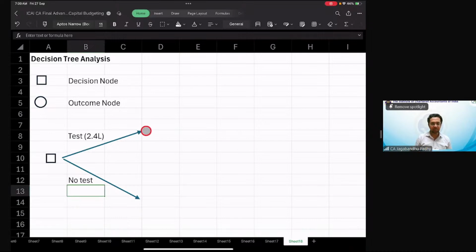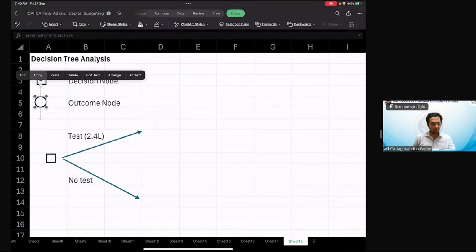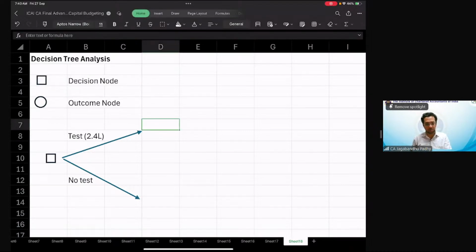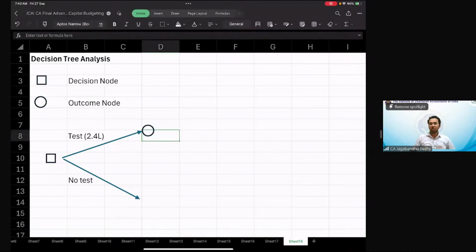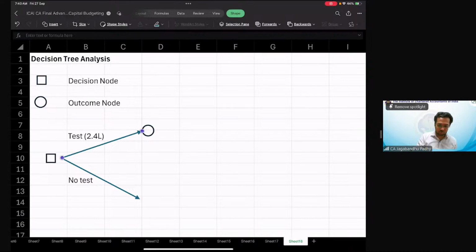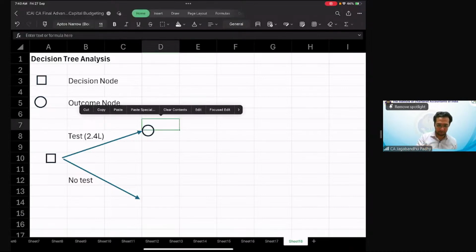Okay. After testing, we may find that it is successful or it is a failure. So what should I place at this end? Should it be a circle or should it be a square, guys? Over here, it should be a circle because we want to know the outcome. We want to place the outcome over here. So after testing, we can get either success or failure, so again here we'll have a node.